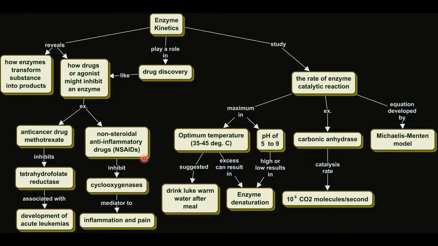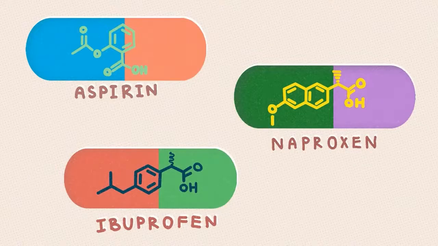NSAIDs inhibit cyclooxygenases. Cyclooxygenase is an enzyme that is a mediator of inflammation and pain. And when the cyclooxygenase enzyme is inhibited by this drug, we almost entirely no longer feel pain. Examples of this are aspirin, naproxen, and ibuprofen.